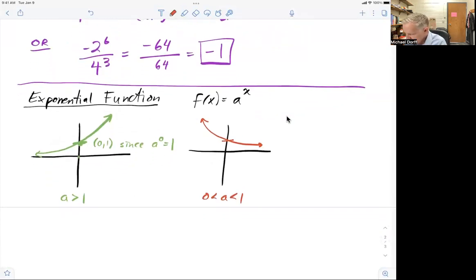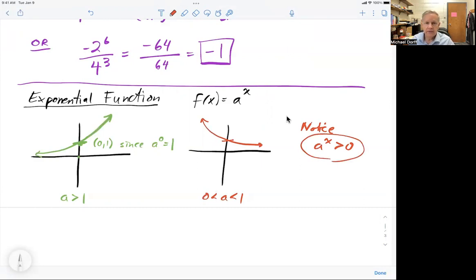Notice a couple of things. Notice here, in all these cases, that a to the x is always greater than 0. That means that the green and the red graphs are always above the x-axis. And second, notice that we don't have cases where a is less than 0. We're always dealing with a either between 0 and 1 or larger than 1. You may ask yourself, what happens when a equals 1? Well, when a equals 1, then you have 1 to some power, and it's always equal to 1, so you get a straight flat line.